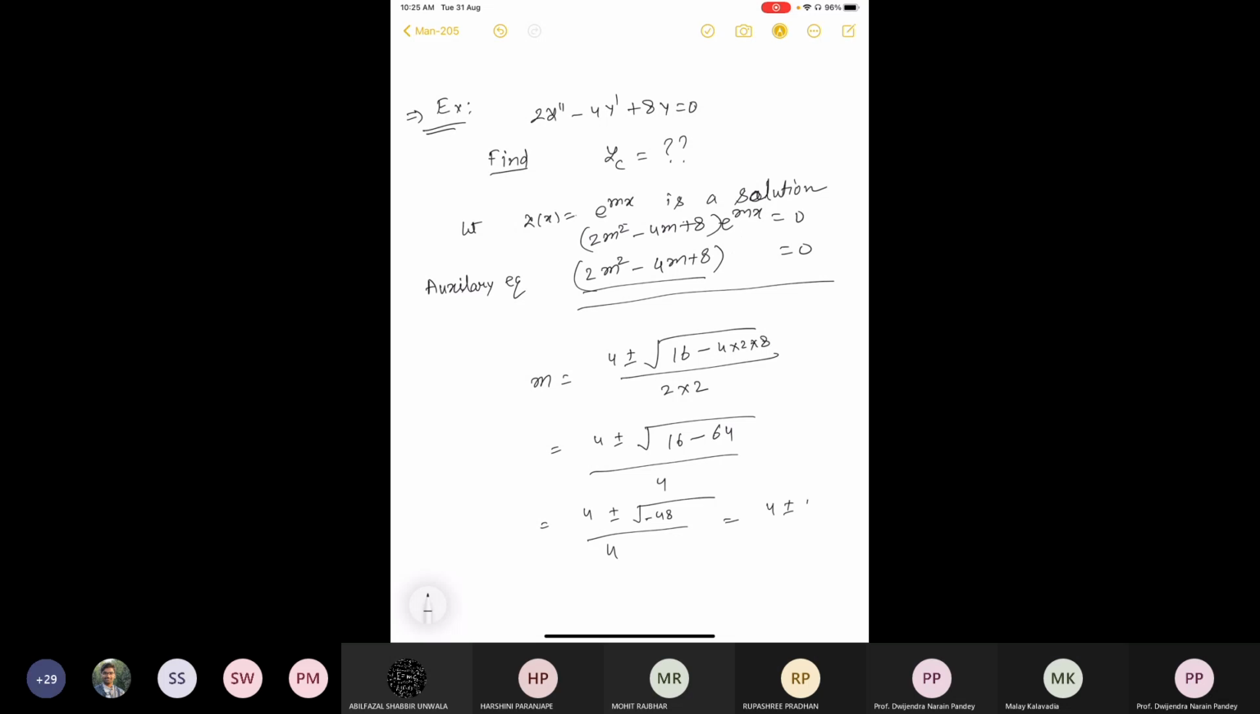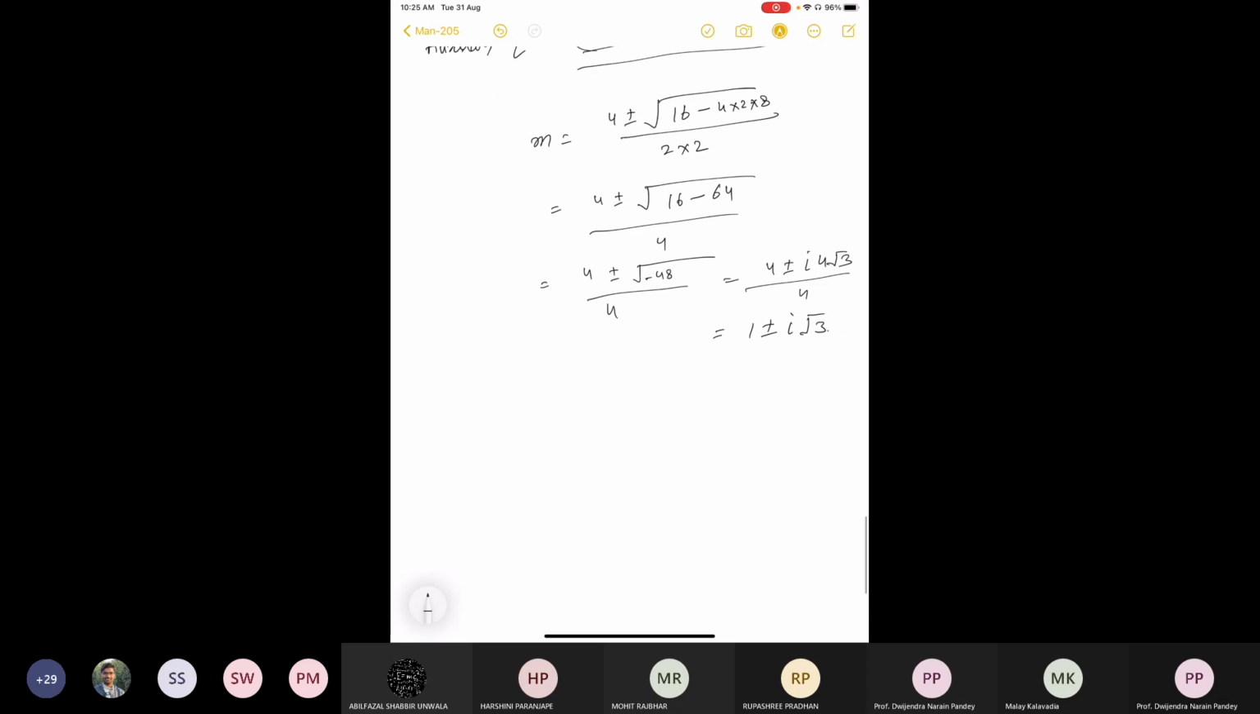So we get 4 plus minus i, and the square root of 48 is 4 root 3. Okay, thank you. So we get 1 plus minus i root 3. So here m1 I can write as 1 plus i root 3 and m2 equal to 1 minus i root 3.